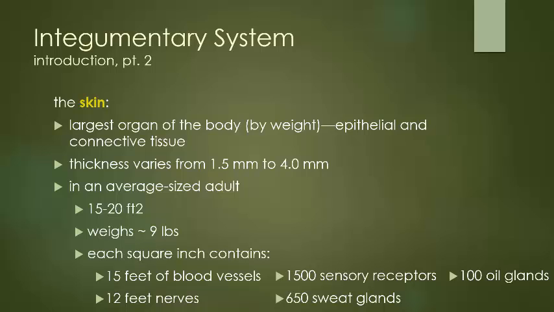So the thickness of skin can vary between 1.5 millimeters to up to 4 millimeters in thickness. And in the average size adult, we see somewhere between 15 and 20 square feet of skin on the body. It weighs approximately 9 pounds. And I like these little statistics here. For every square inch of skin that you have, there's about 15 feet worth of blood vessels, 12 feet worth of nerves, something on the order of 1,500 sensory receptors, 650 sweat glands, and approximately 100 oil glands. So there's a lot of activity going on there in your skin.